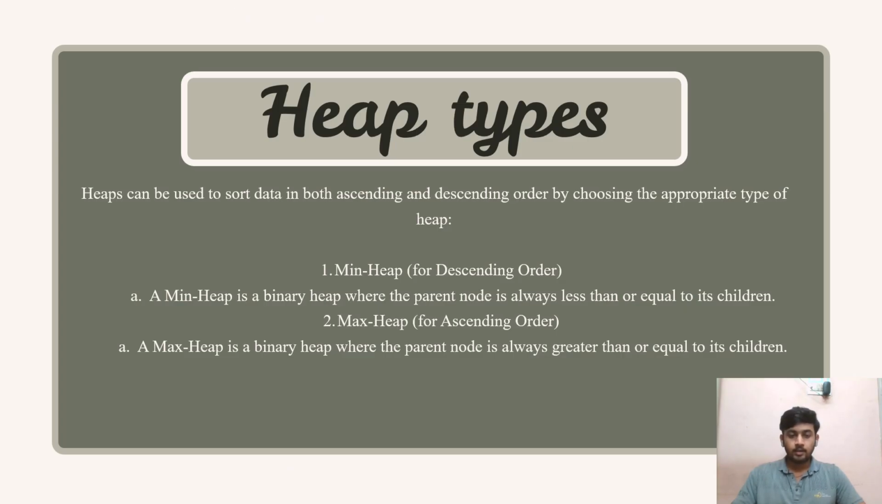Next, heap types. Heaps can be used to sort data in both ascending and descending order by choosing the appropriate type of heap, min heap or max heap. Min heap for descending order and max heap for ascending order.